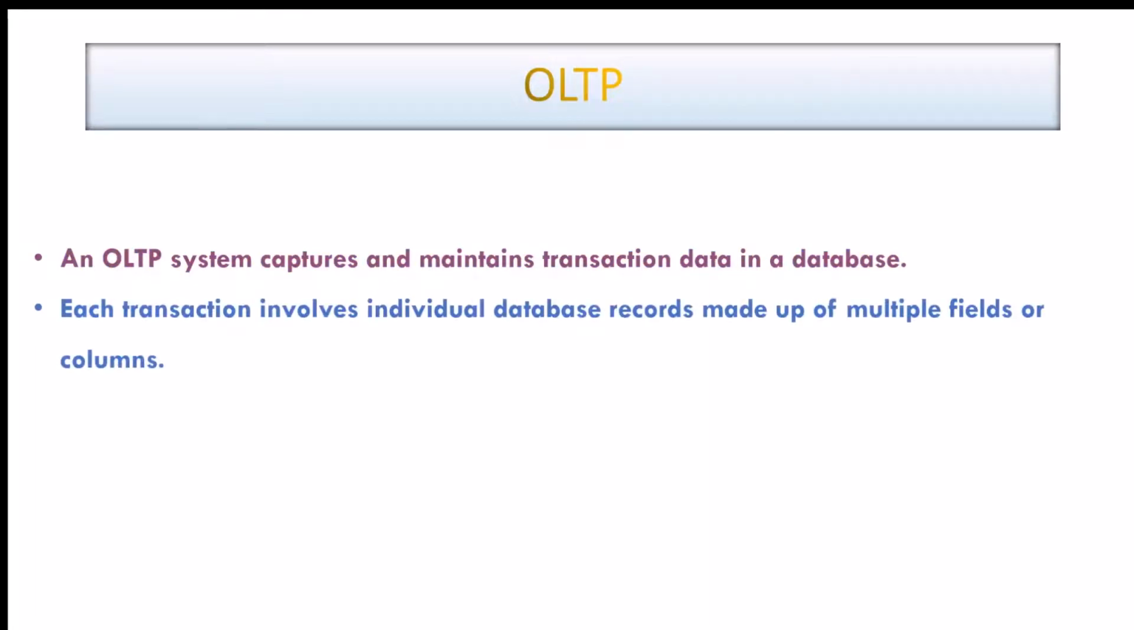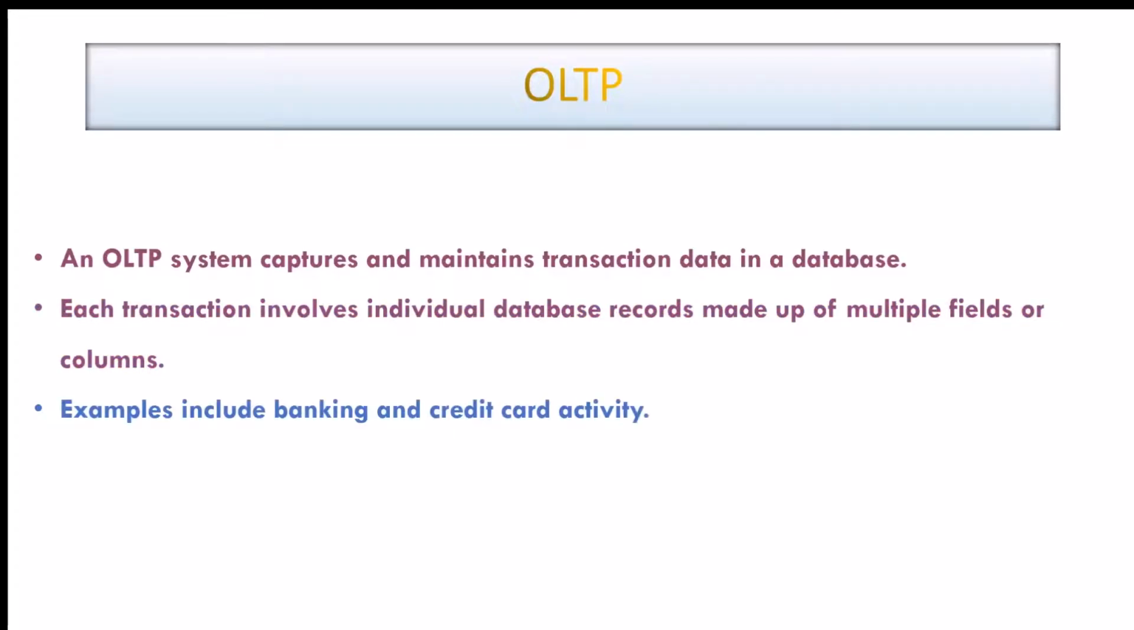Each transaction involves individual database records made up of multiple fields or columns. So for every transaction in an OLTP application, the data in every transaction is treated as a record. The record contains a number of columns, nothing but fields. Those contain the data, and when we combine all the data in the columns as a record, we can have complete information about that particular transaction. This is the way the online transaction data is stored in the database.